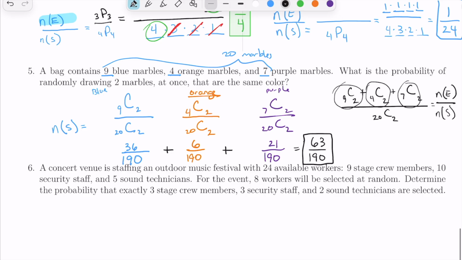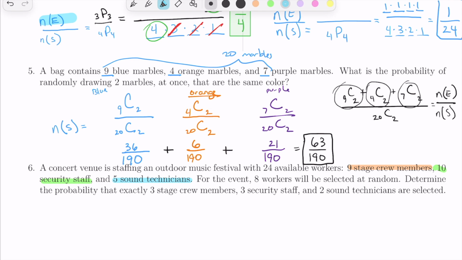All right, this is our last problem to look at today. A concert venue is staffing an outdoor music festival with 24 available workers: 9 stage crew members, 10 security staff, and 5 sound technicians. For the event, they want to choose 8 workers. So there's only 8 people going to be working this event.